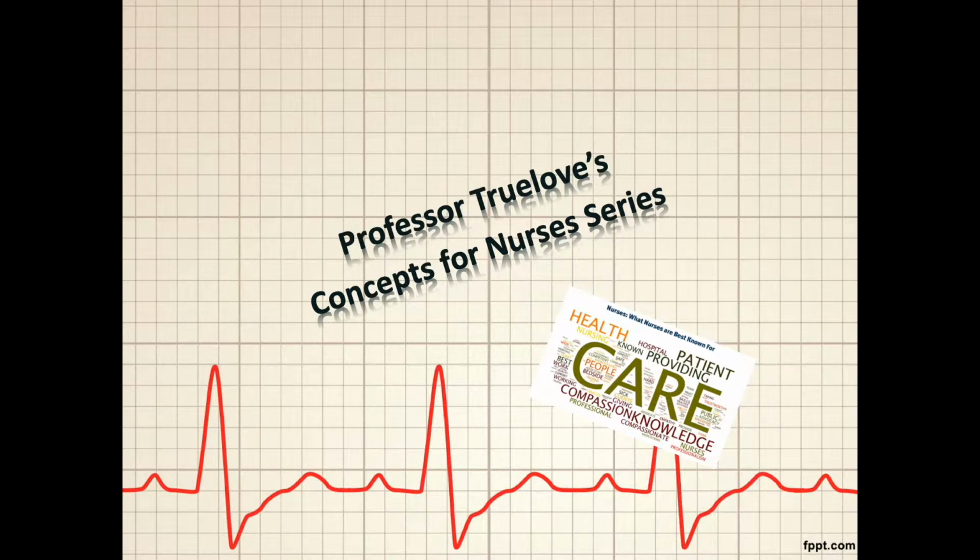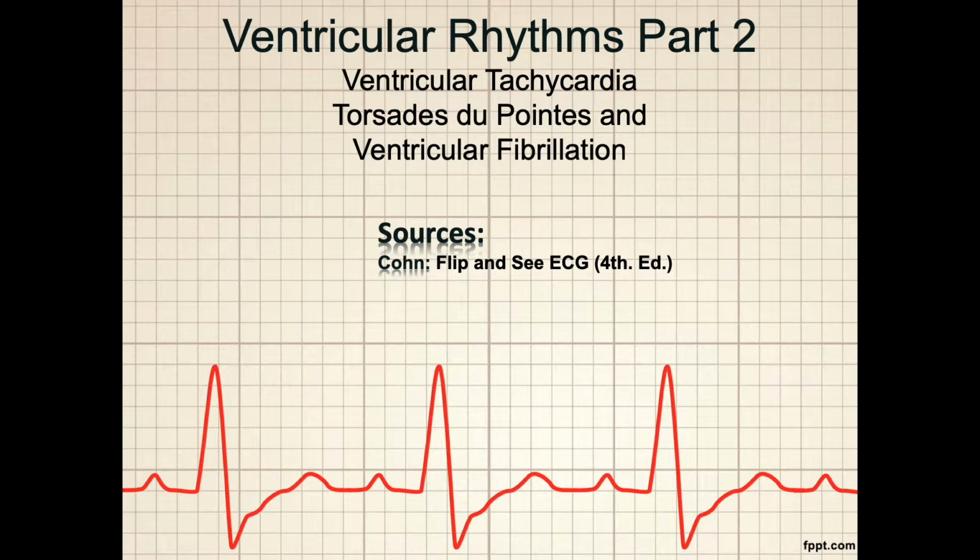In this episode, part of the Cardiac Concepts episodes, we will continue our discussion on ventricular rhythms in Ventricular Rhythms Part 2, where we will look at such rhythms as ventricular tachycardia, Torsade de Pointes, and ventricular fibrillation. Sources for this episode include Cohn's Flip&See ECG, 4th edition.